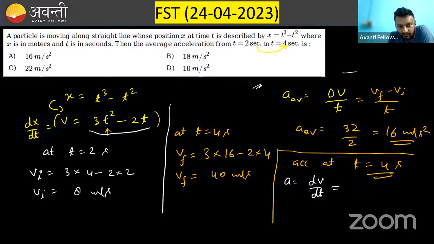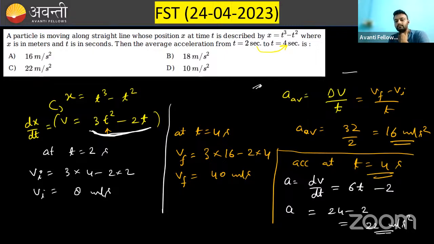Now you know the velocity is this one. If you differentiate this term, you will get 6t minus 2. Now put t equals 4 and you will get the acceleration at t equals 4. That is 24 minus 2, which is 22 meter per second square. Is it clear?